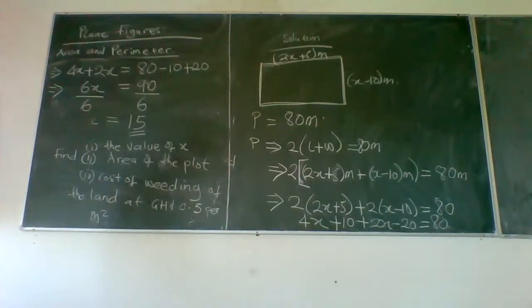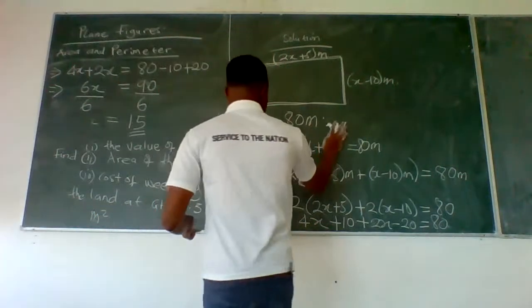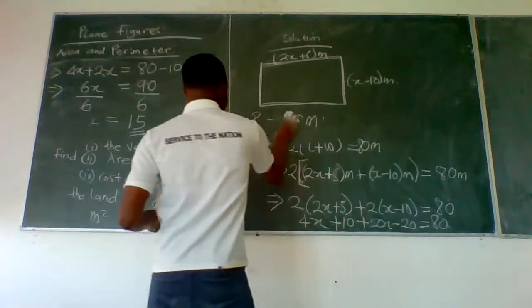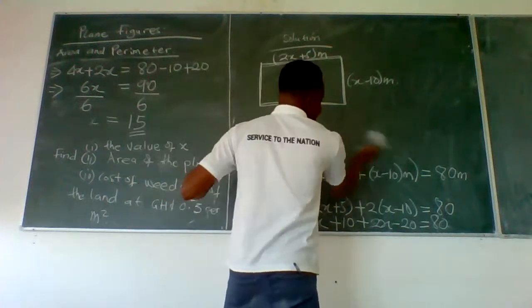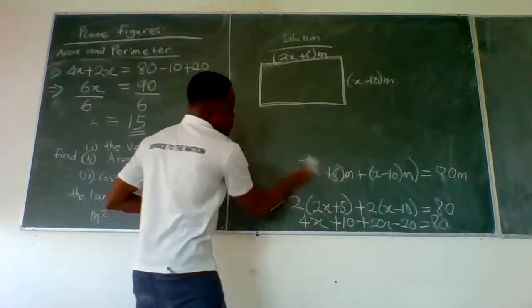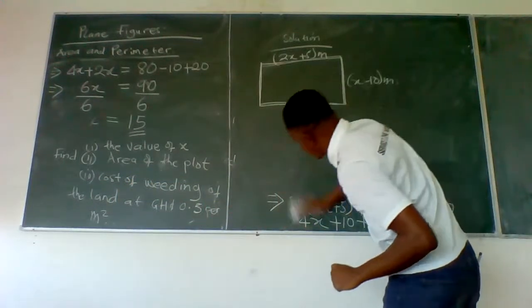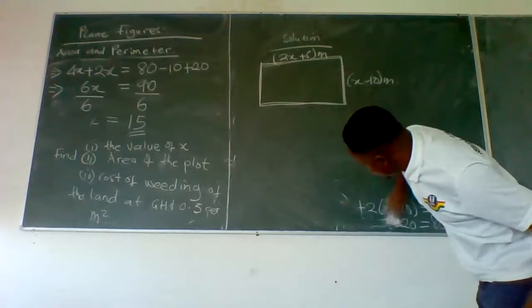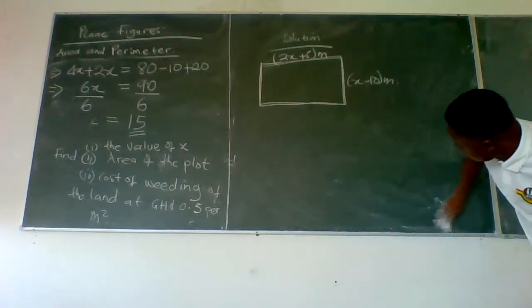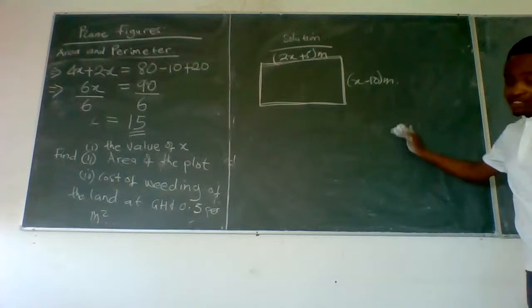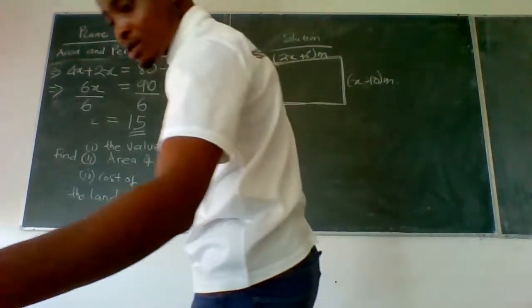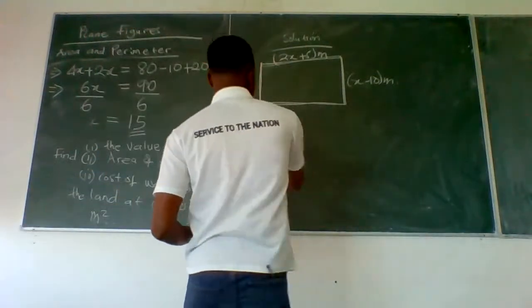Okay, so let's move to the second question. The second question says we should look for the area. And I know by now everyone knows how to calculate the area. Just multiply the length by the breadth. So now let's find our length by substituting our value for x.